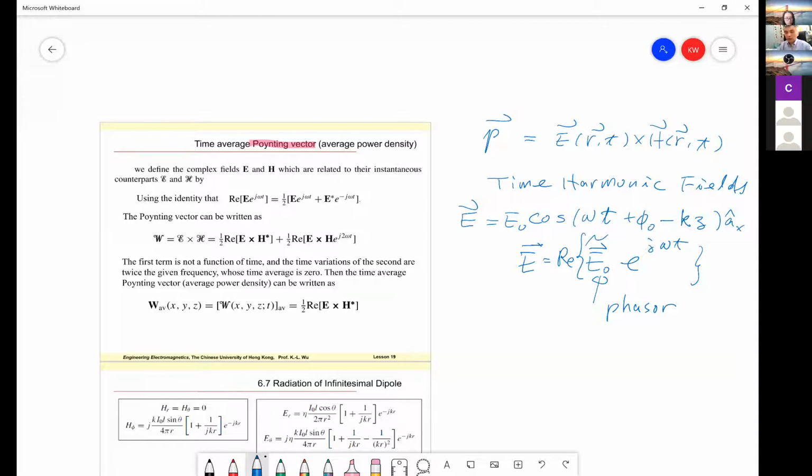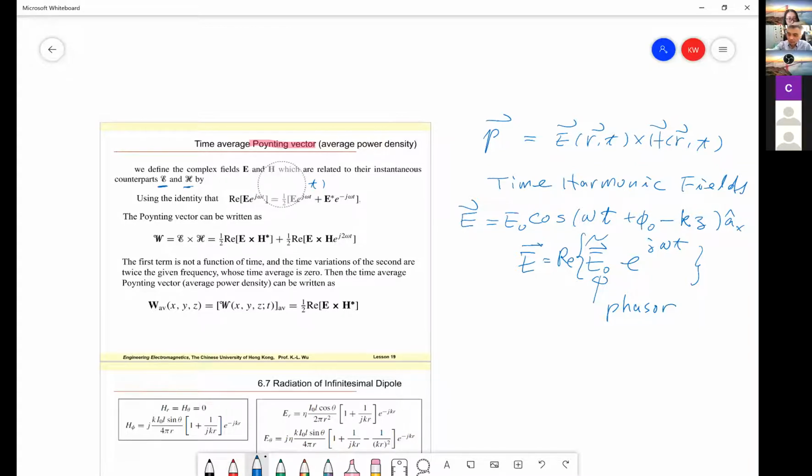So we use the phasor. Now let's see how we describe the Poynting vector using phasor field components. Let's say capital E and capital H. E is a function of location and time. This is also a vector.